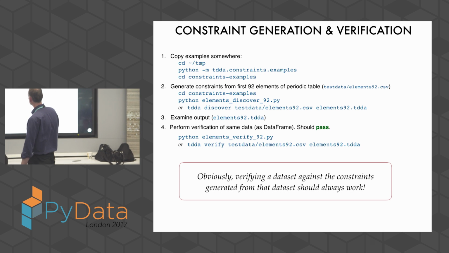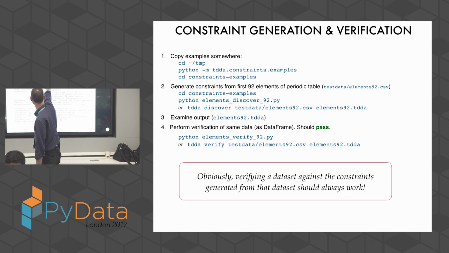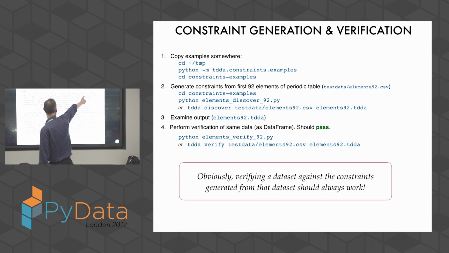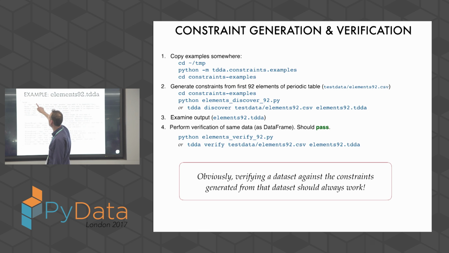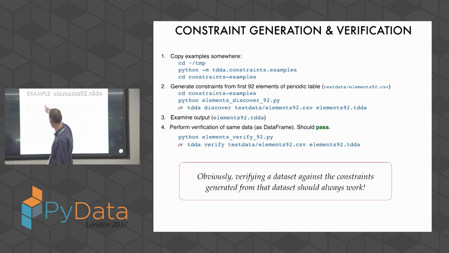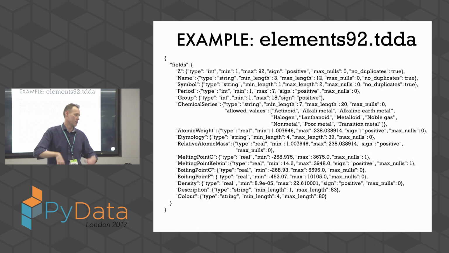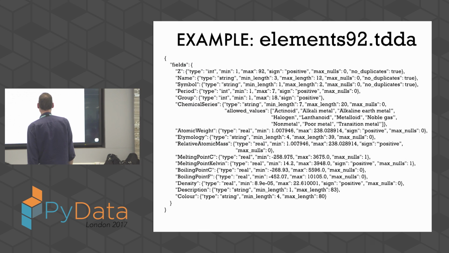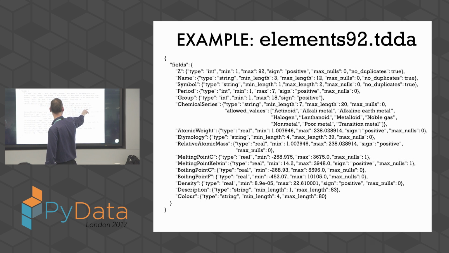So this is saying Z, which is the atomic number, is an integer field. It has a minimum value of 1 and a maximum value of 92. It's always positive. It doesn't have any nulls. And it doesn't have any duplicates, which, of course, you should read as: this field has to be an integer field. The smallest value it's allowed is 1. The largest value it's allowed is 92. It must always be positive. It mustn't have any nulls, and it mustn't have any duplicates, and so on down. So you see there are various other things. We've got some string ones with, for example, the allowed values for chemical series. It noticed there weren't very many different ones, so it's actually listed those out, and so on and so forth.